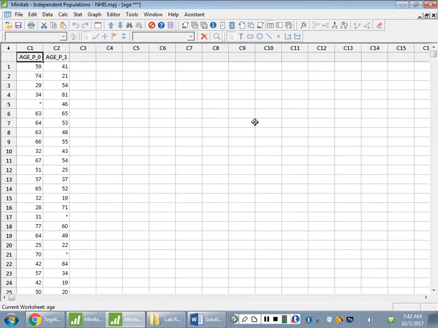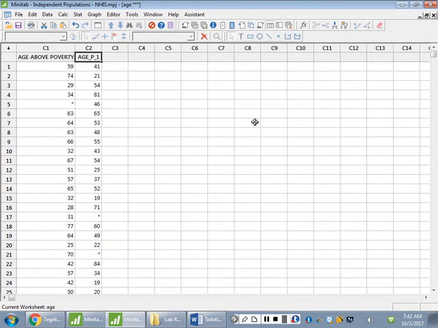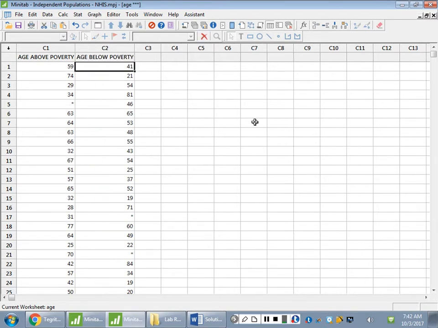Now it might be nicer to maybe think about this. So this is the age for people that are above poverty. Just to remind you. And this is the age for people that are below poverty. Sometimes I think that helps when you're looking at problems. Now notice with these two groups, you can put them in any order you want. Right? So if you had decided you wanted below poverty to be the first group, you could do that.